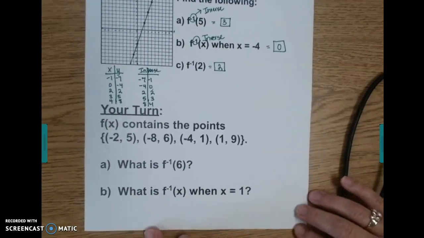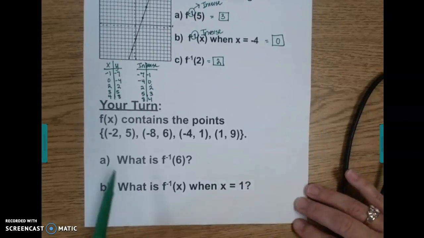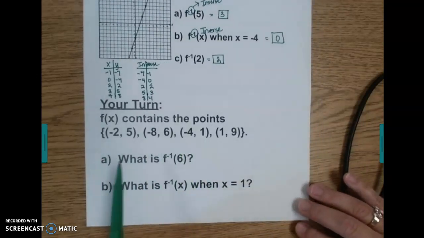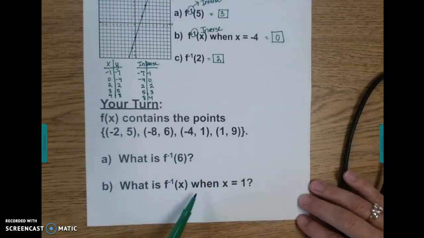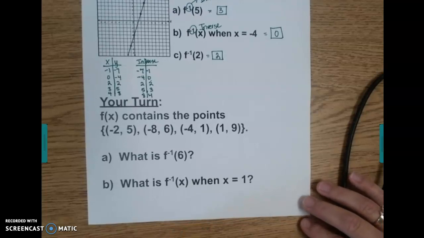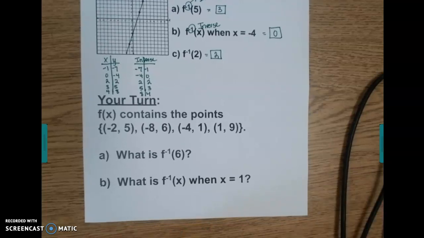Alright, so I've got a couple your turns. So here is the points that they've given you. They want you to find the inverse of 6 and then the inverse of x when x is 1. So I'll give you a minute to think about that.